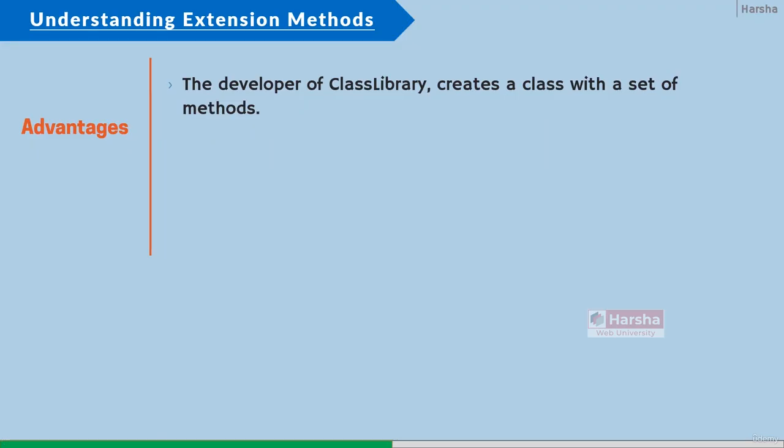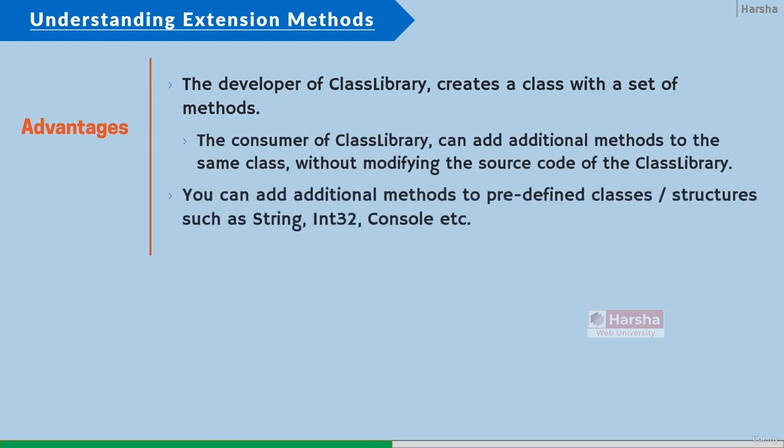So the benefits of extension methods is that without modifying the actual source code of the class library, the other developer will be able to add extra methods or additional methods to the existing class of the class library. And also, you will be able to add additional methods to the predefined classes or structures which are part of the .NET Framework class library. This is all about extension methods in C#.